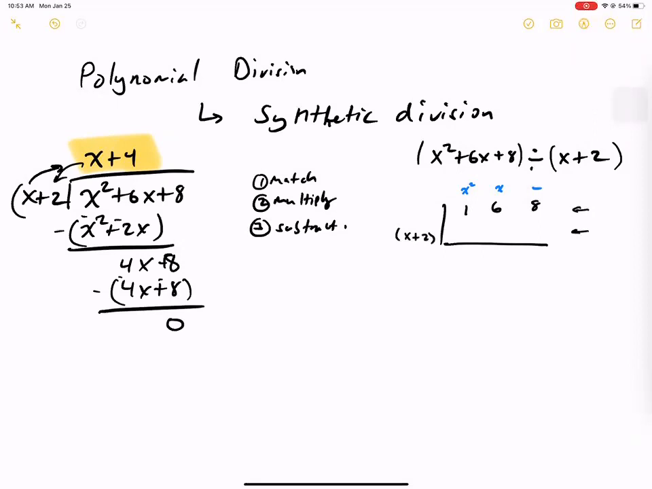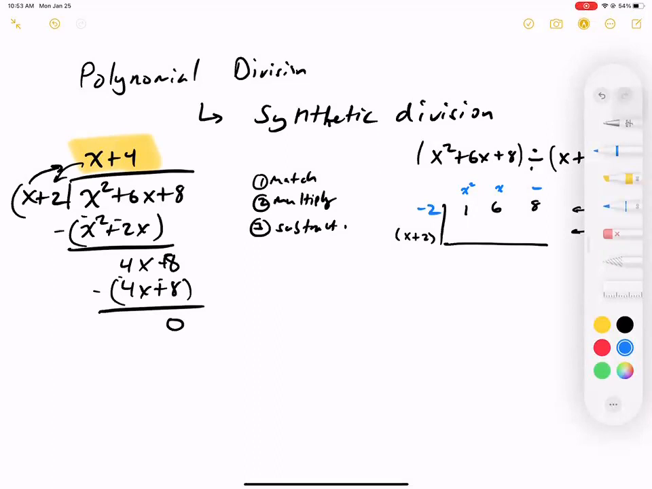Now, I'm going to ask you this question. What number cancels out this x plus 2? What number would make this go to 0? What x value would make this go to 0? The answer is if x was negative 2. And our goal is to write down, again, the number that would make this go to 0. In this case, negative 2. So this is the number we're going to use. This is our key in synthetic division. We're going to multiply every number by this. All right, here we go.